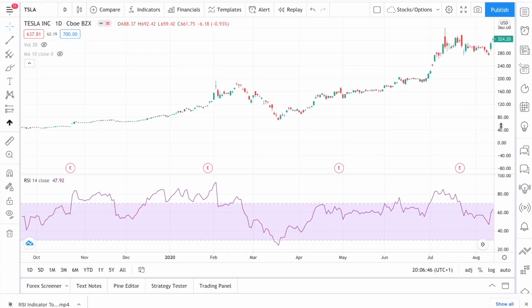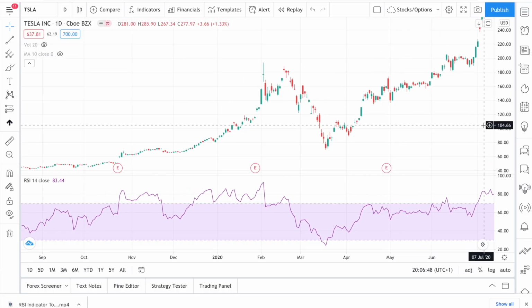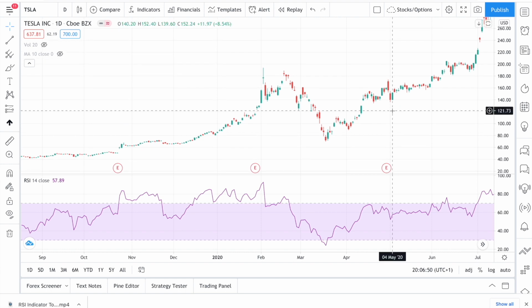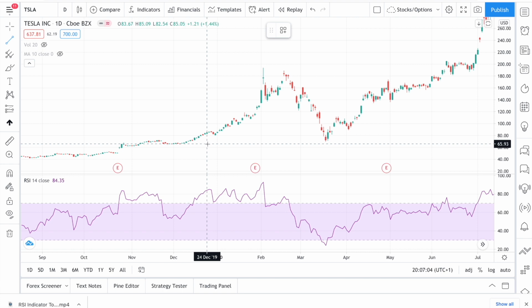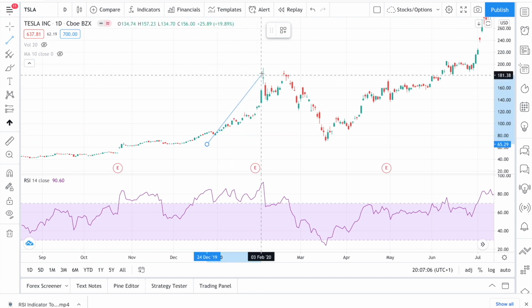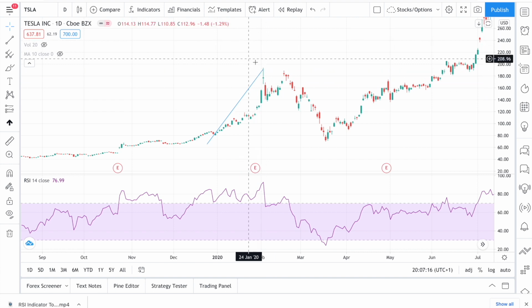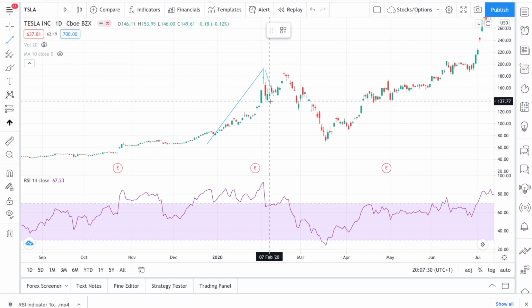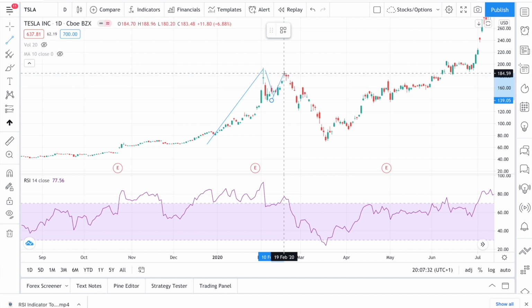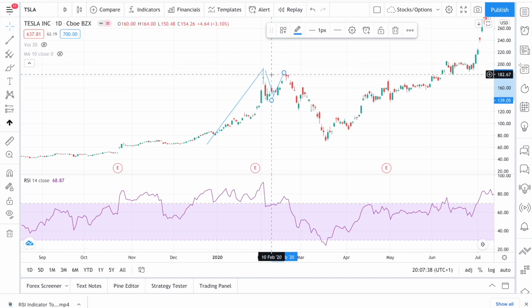So RSI divergence is effectively where the share price makes a new low or a new high, but the RSI doesn't. If we continue looking at Tesla, this is a perfect example of RSI divergence. The share price of Tesla, in December 2019, rose to a new high of about $190. Then the market dipped and the bulls continued driving the price up, effectively to the same high as before.